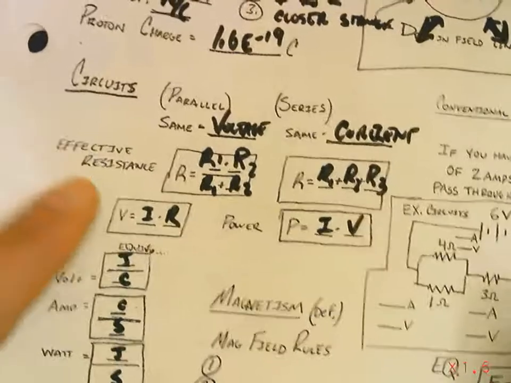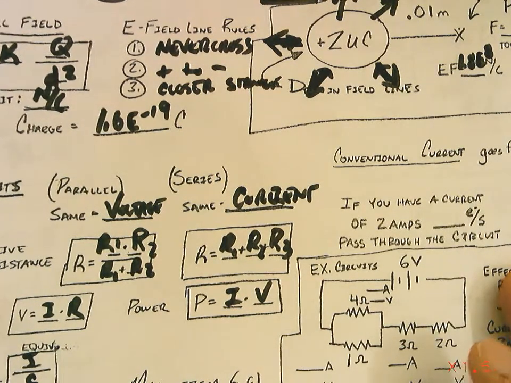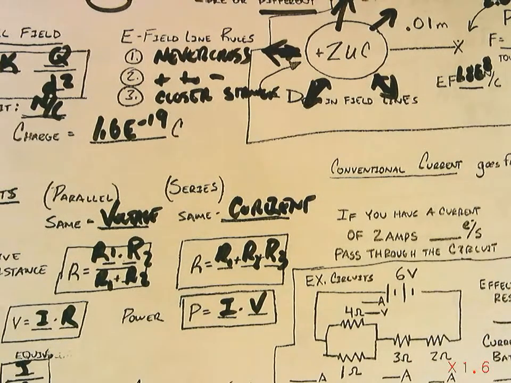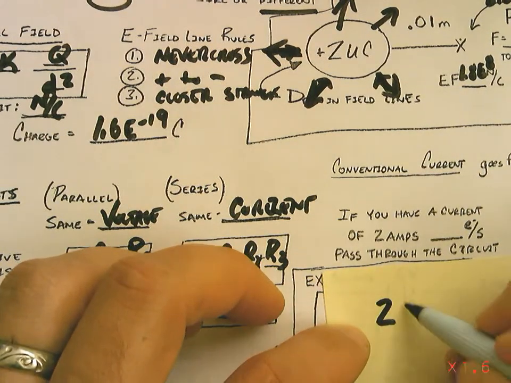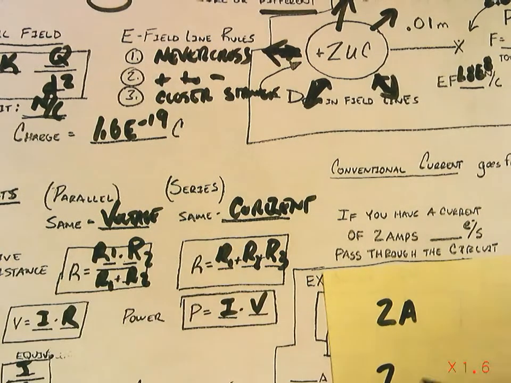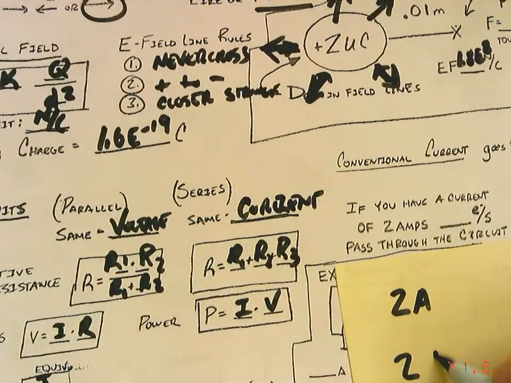Let's do this first thing. If you have a current of 2 amps, how many electrons per second pass through the circuit? So 2 amps. Go over here to our equivalency. Amps are coulombs per second. So we say 2 coulombs per second.